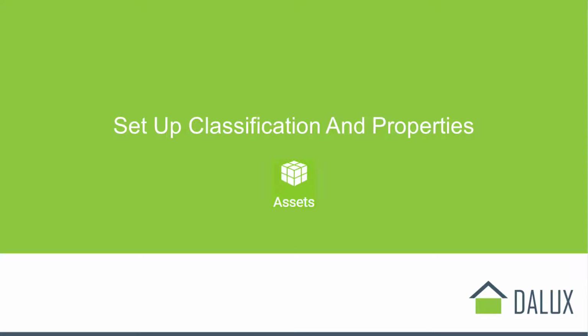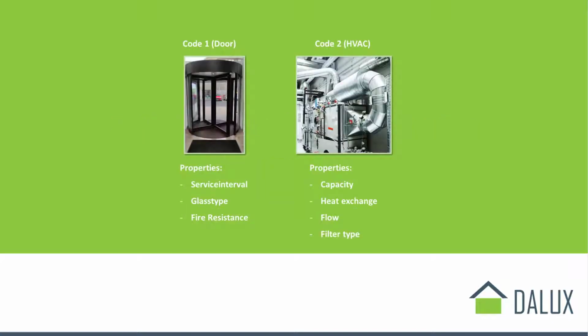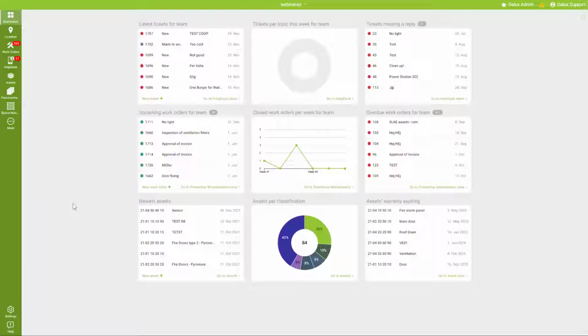Welcome. In this video, we're going to take a look at how to set up classifications and properties in Dalux FM. Classifications are how we sort and categorize the different assets within our system, and also how we manage the properties that go along with them. Let's get started. First, let's take a look at what classifications are.